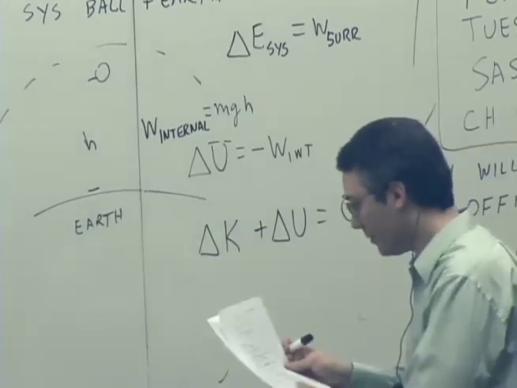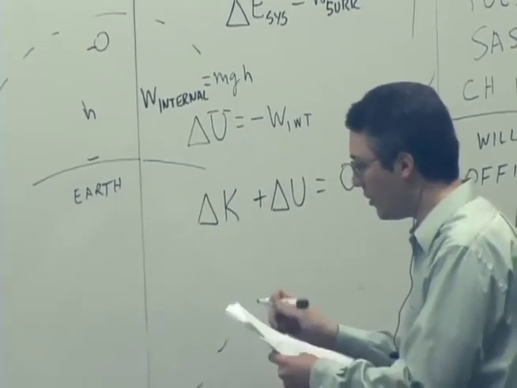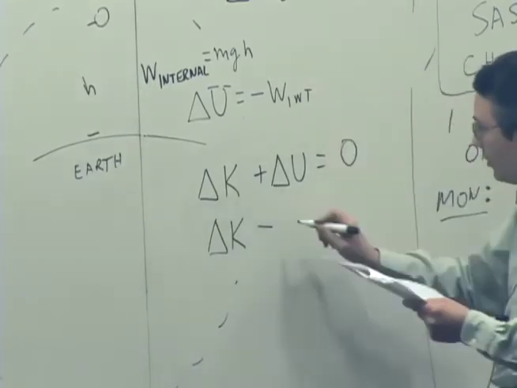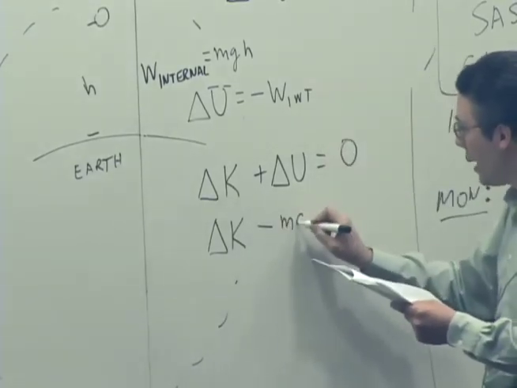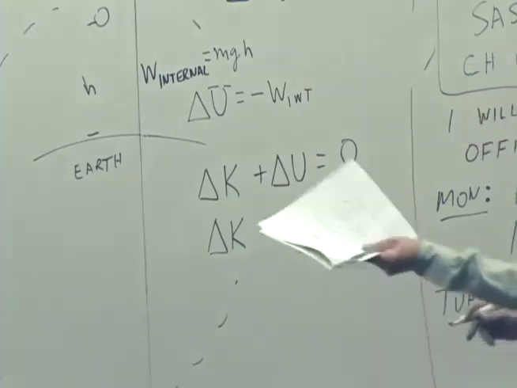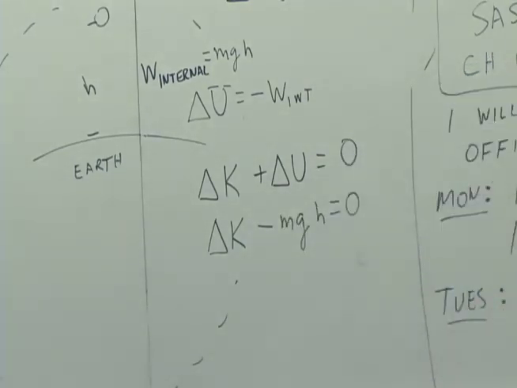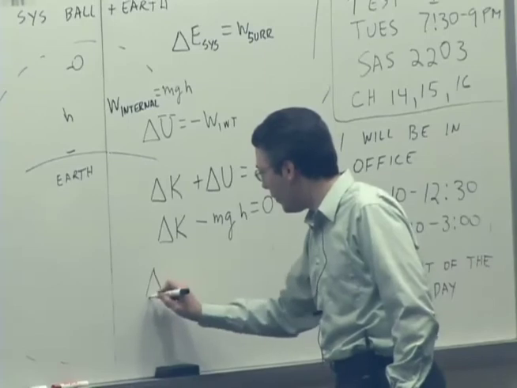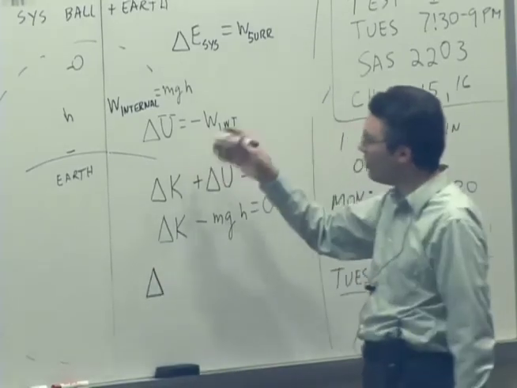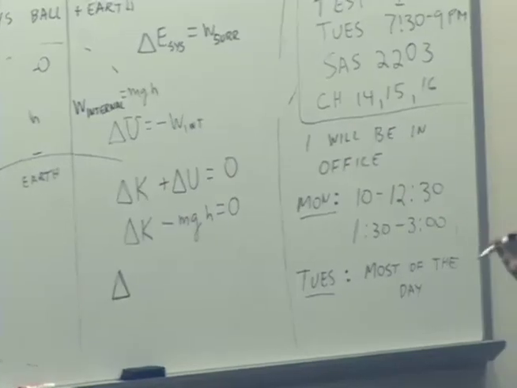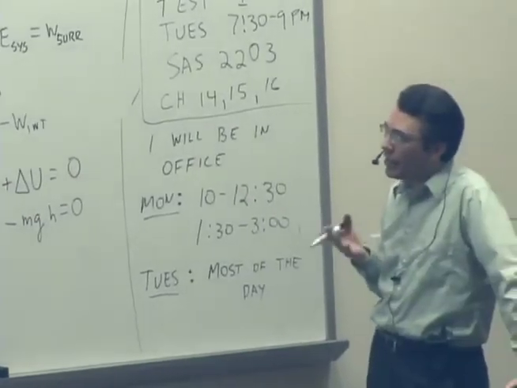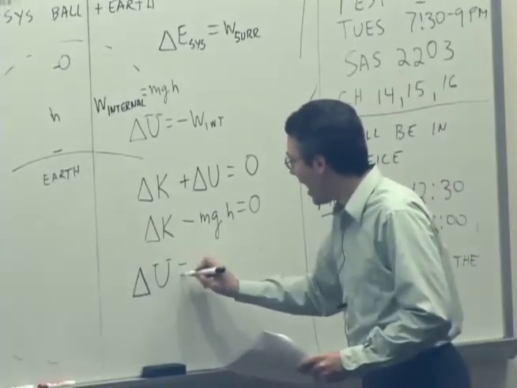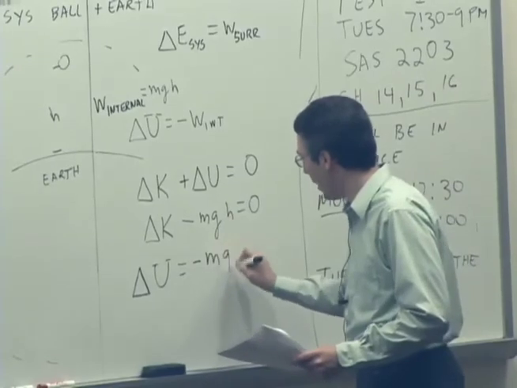This says that the change in kinetic energy of the ball minus the internal work, which we just found to be mgh, is equal to 0. And we can solve for delta k and get the same result. So our result hasn't changed, our choice of system has. Potential energies are energies of interaction of particles within a system. And the change in potential energy in this case is negative: delta U is negative mgh.